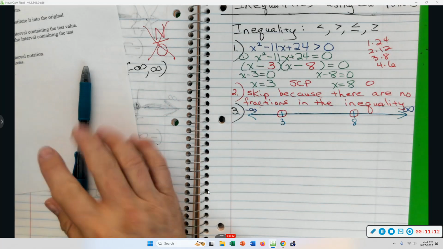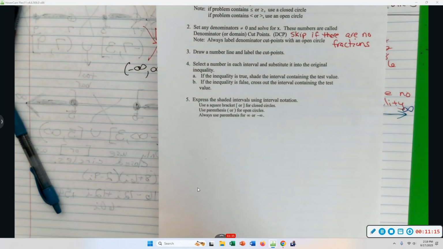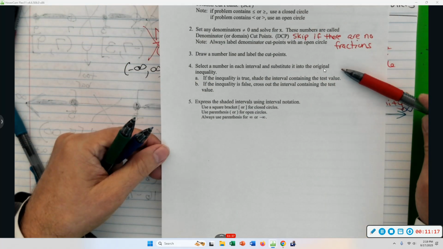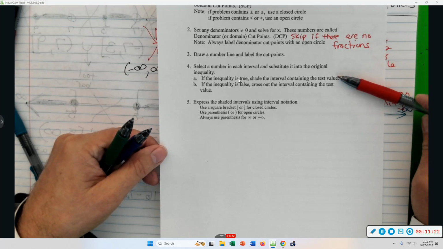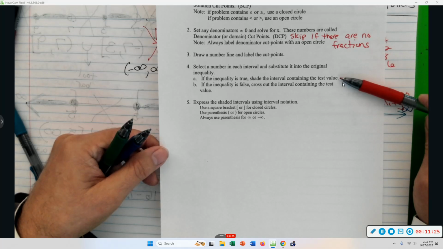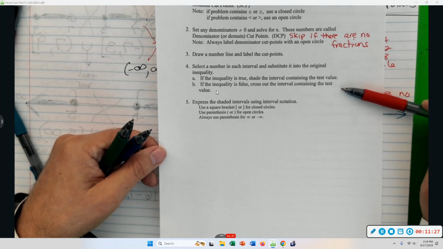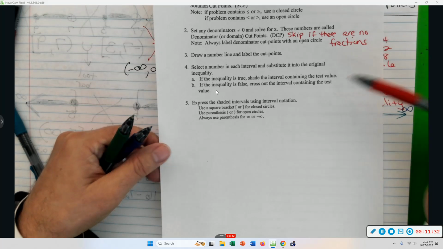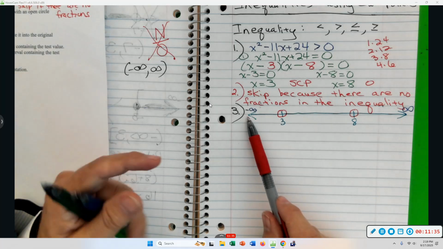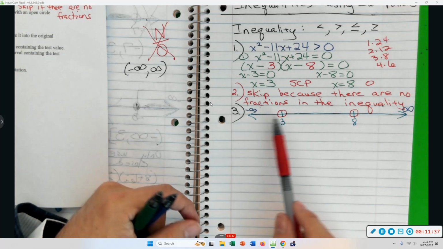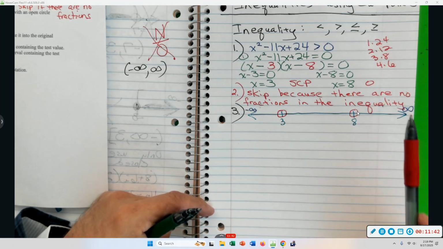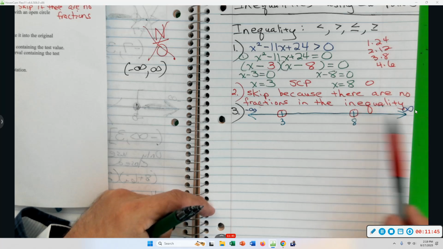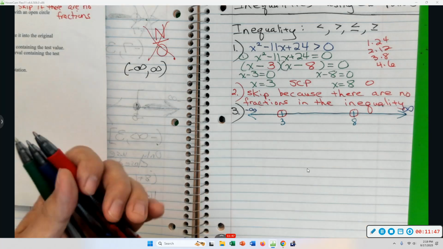Step number 4. Select a number in each interval and substitute it into the original inequality. If the inequality is true, shade the interval containing the test value. If the inequality is false, cross out the interval containing the test value. But you're going to have to choose a number in each interval. You're going to choose a number to the left of 3. You're going to choose a number between 3 and 8. And then you're going to choose a number that's bigger than 8. So step number 4.